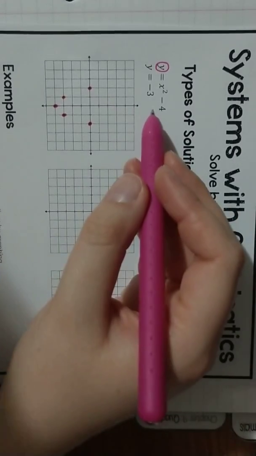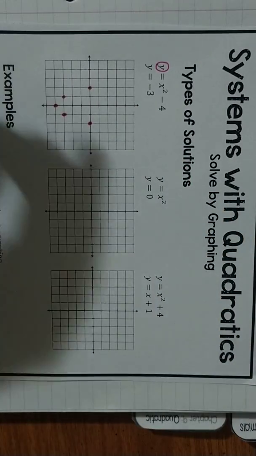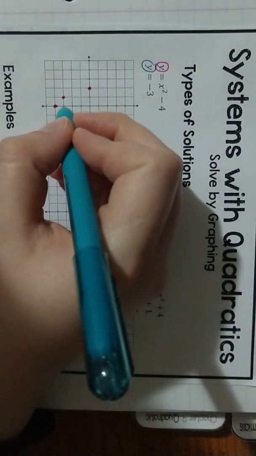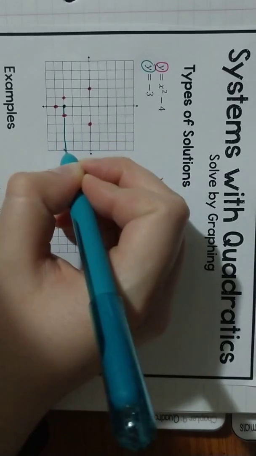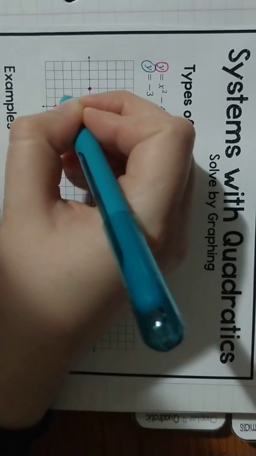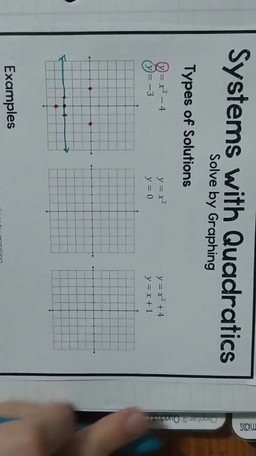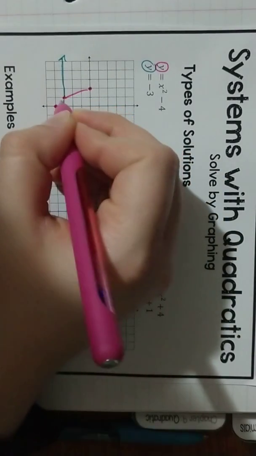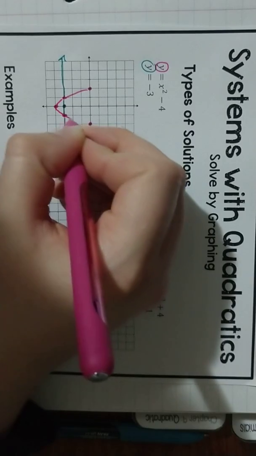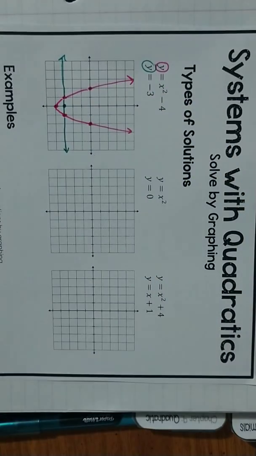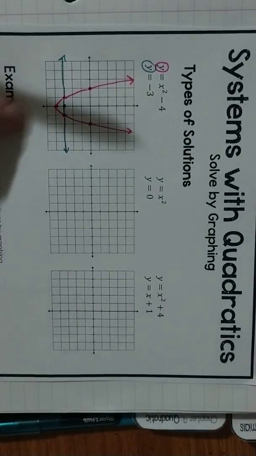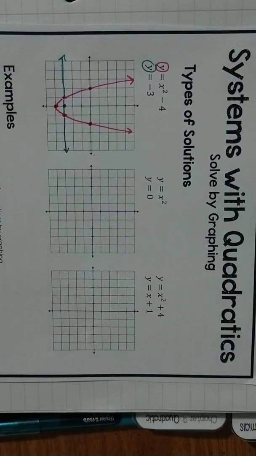But my other line is y equals negative 3. Well, that's just a horizontal line at negative 3. So we can just directly draw that. Alright, I'm going to connect to my parabola. And my answer to my system of equations here is going to be where it crosses through at the graph.